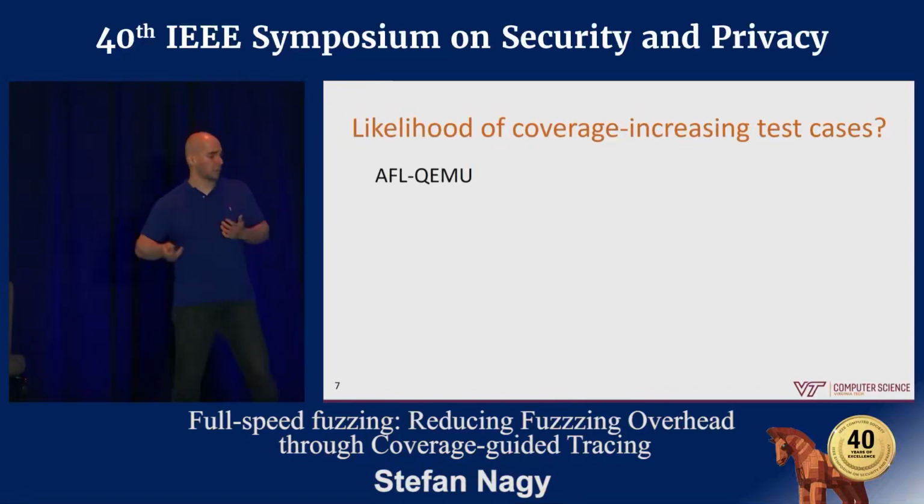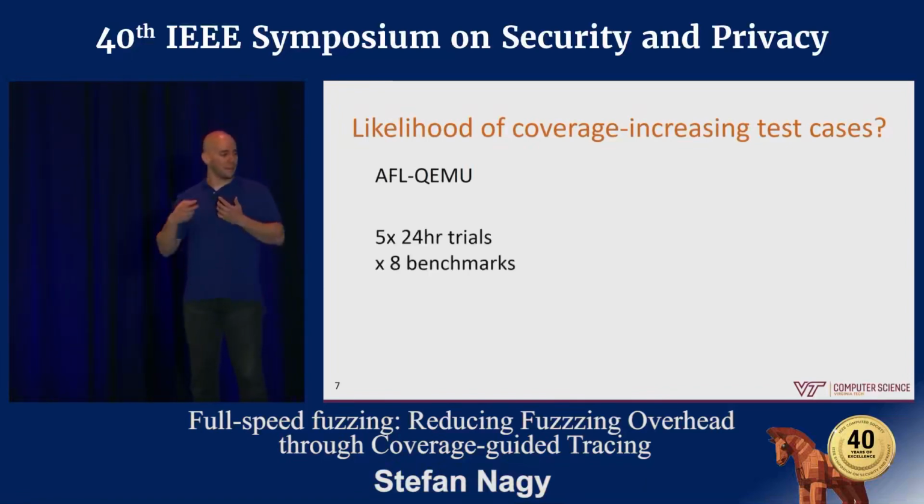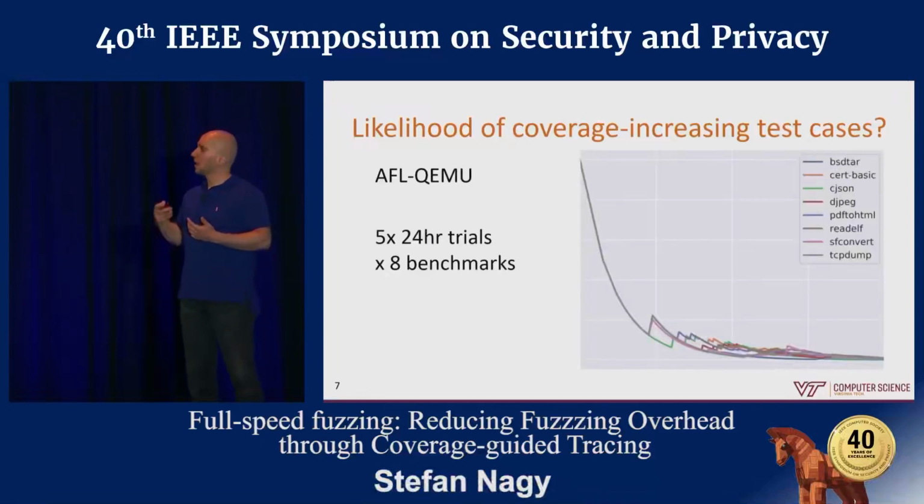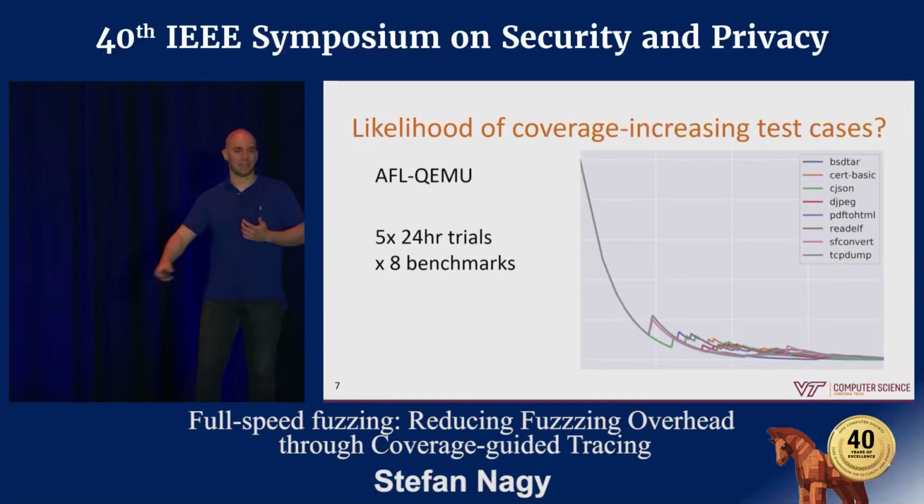So we looked again at AFL QEMU. We collected 5 24-hour test case dumps per 8 benchmarks. And we discovered that actually it decreases exponentially. So as you push past and fuzz the easy to reach regions of the target application's code, it becomes exponentially less likely that you will find test cases which reach new code coverage. So on average, this ended up being at most 1 out of 10,000 test cases.